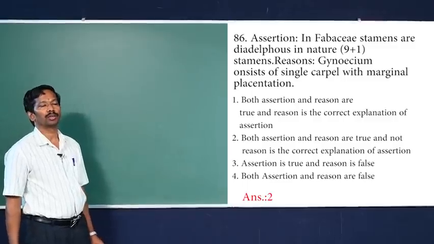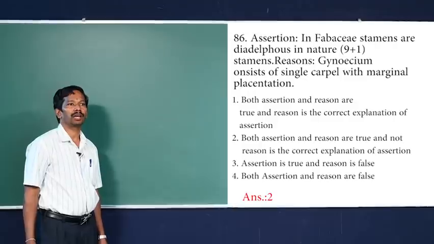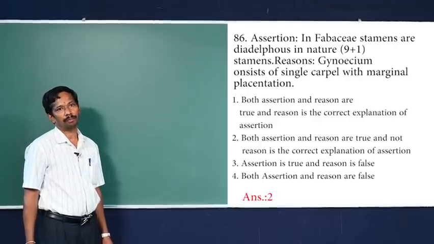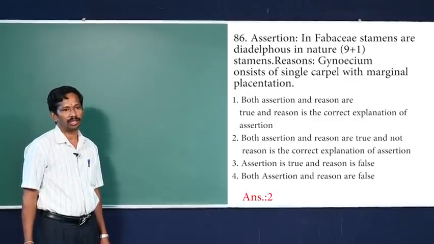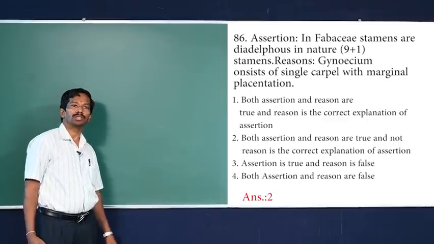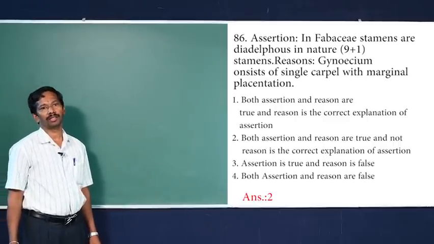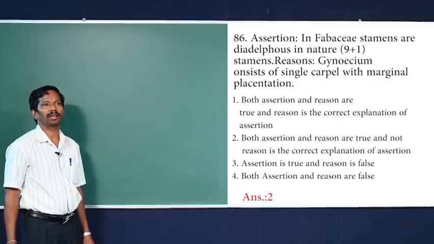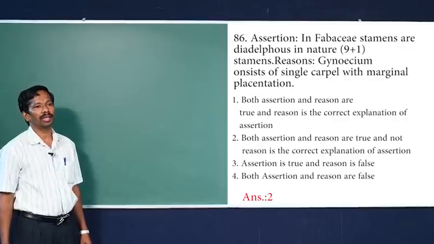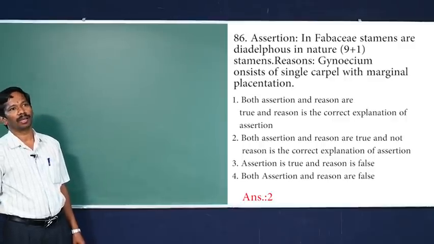86. Assertion reason question. In Fabaceae, stamens are diadelphous in nature, 9 plus 1 stamens are present. Yes, it is true. Gynoecium consists of a single carpel with marginal placentation. That's also true, but it's not giving any reason for the assertion. Hence, option 2 for question number 86.